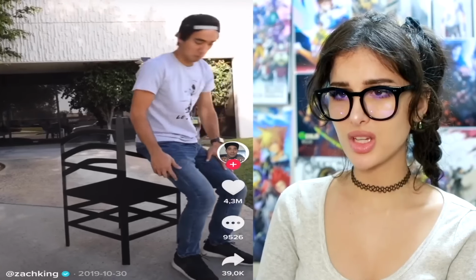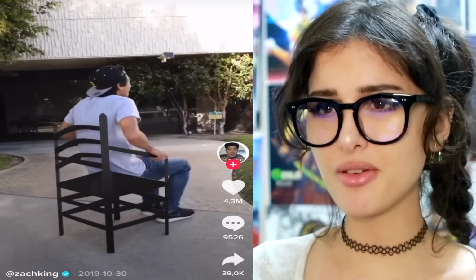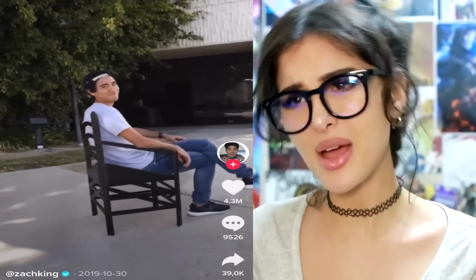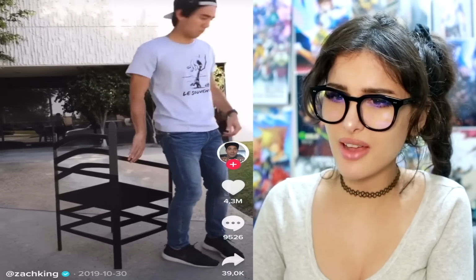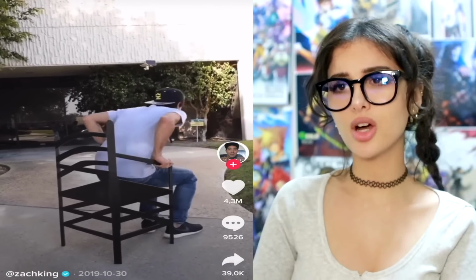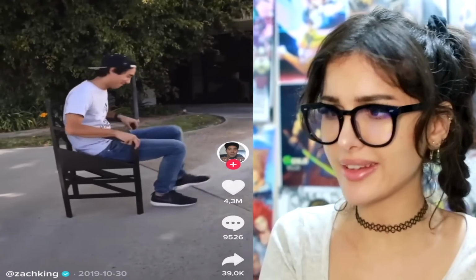What is wrong with this chair? Wait, no! Zach King, the chair illusionist. You could sit on the chair that way. Why did you sit on the handle? No, it goes this way? You're telling me you couldn't have sat on it the other way? I don't like that. I don't like that one bit. Chair is for sitting, not confusing.